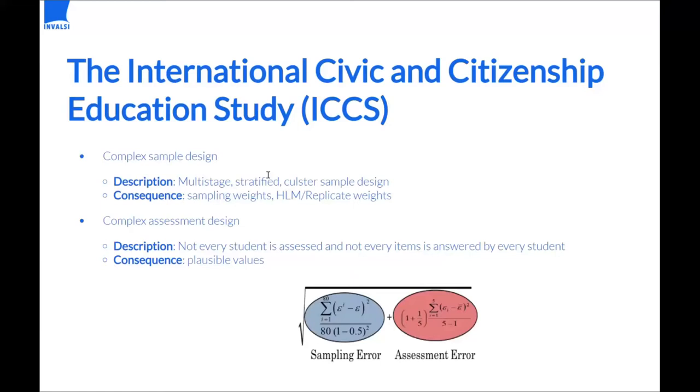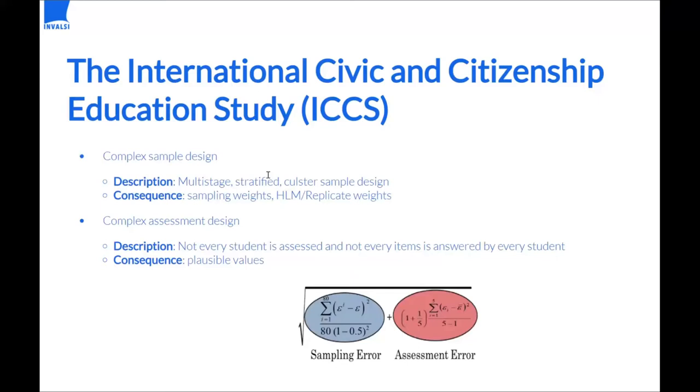That in practice has a consequence. The consequence is that you have to use sampling weights to balance the sample and the population, but also, because of the multi-stage stratified design, you have to account for that. And you do that by using multi-level models or hierarchical linear models, or replicate weights. Replicate weights are a form of resampling method, or bootstrapping, as many people know it. The method that they use in the IEA, or that they provide tools for, is replicate weights, jackknife replication to be more specific. So this is for the complex sample design. For the complex assessment design, what they mean is that not every student is assessed and not every item is answered by every student that is chosen.